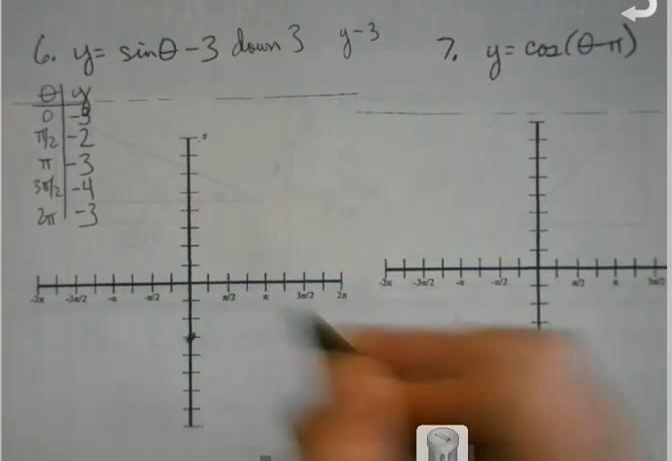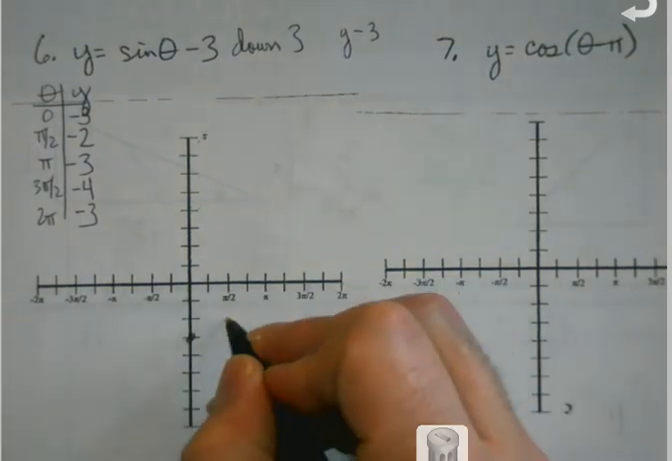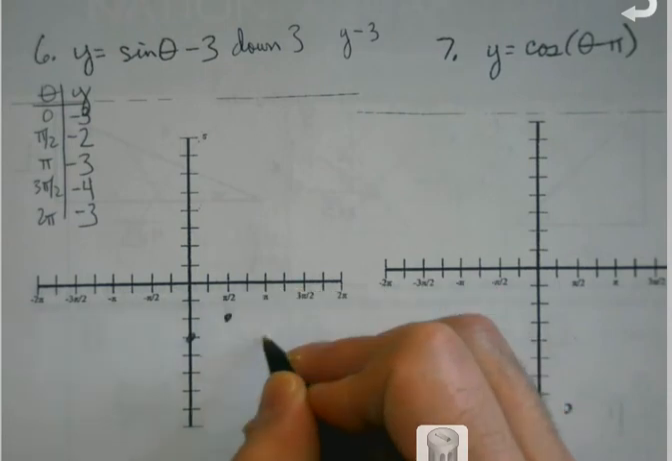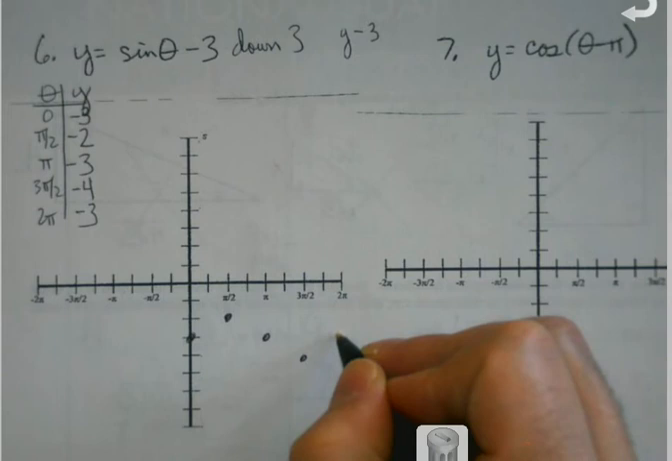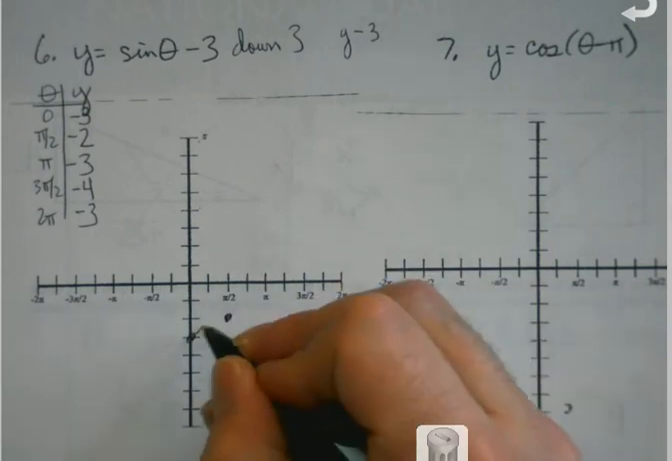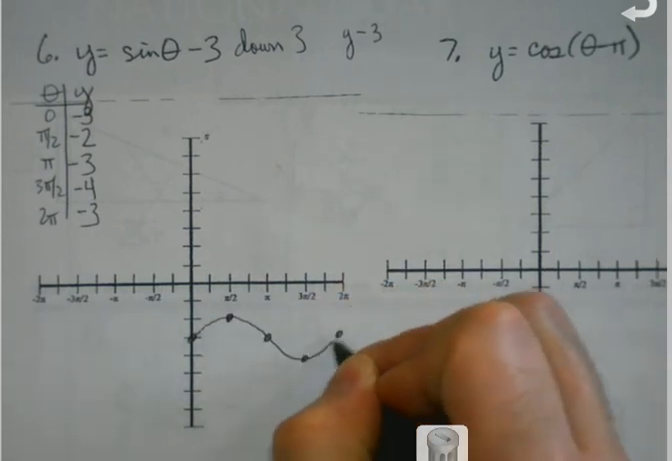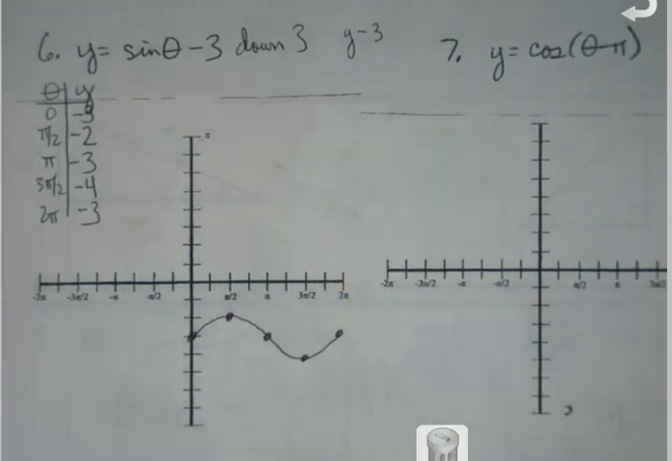So I got 0, negative 3. I don't even have to use the extra little tick mark this time. Curvy. So it's my exact base graph. I just shifted it down. But again, all comes back to knowing your base.